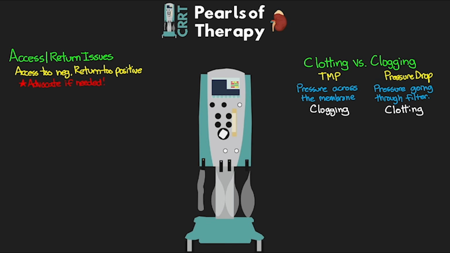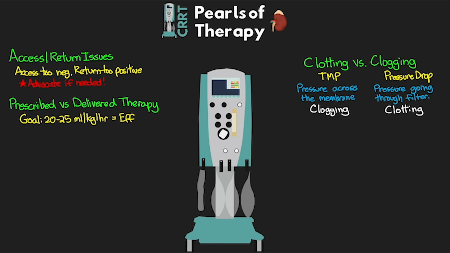All right, now let's talk about our prescribed versus our delivered therapy dosing. Now, while we as nurses do not directly control the rates of therapy, we can and do have significant impact on what is actually delivered versus what is prescribed. According to many different studies that have taken place, the generally accepted delivered dose goal is going to be 20 to 25 milliliters per kilogram per hour. And really, our surrogate for this delivered dose is going to be our effluent rate.